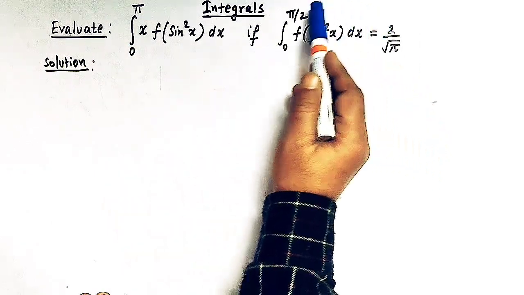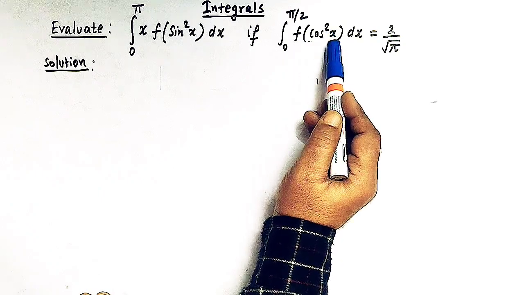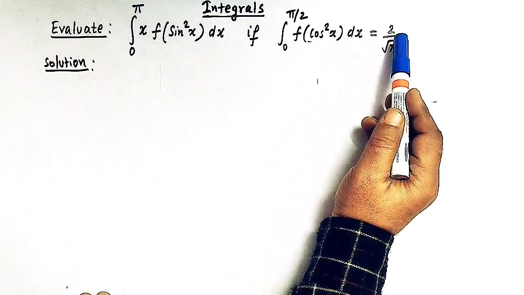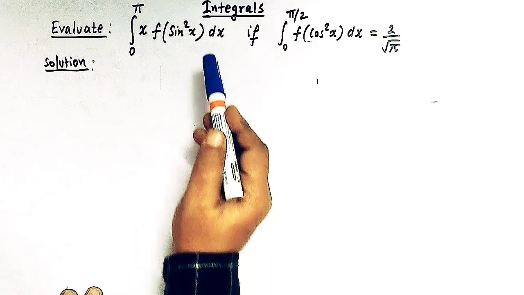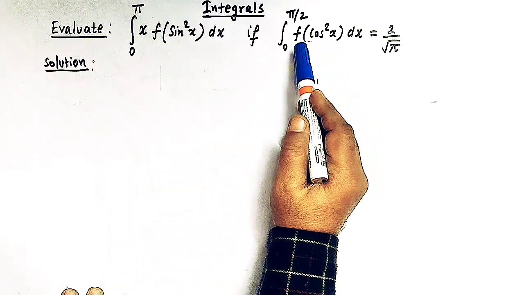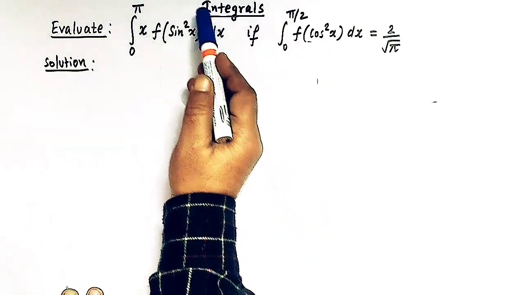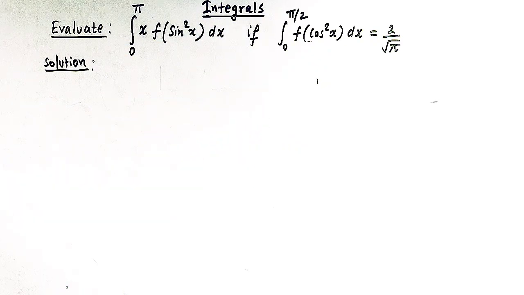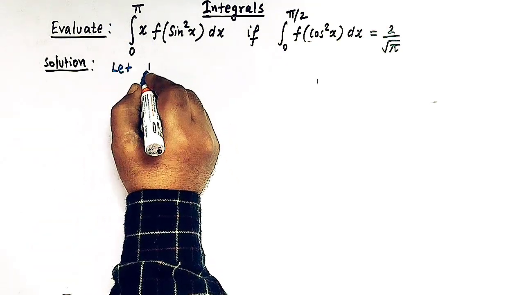and we have to evaluate this integral when we are given the value of this integral, that is, the integral from 0 to pi by 2 of f of cos square x dx is equal to 2 divided by square root of pi, right? So let us see how we can find out the value of this integral using the value of this integral along with the important properties of definite integral. So let us first take this integral as I.